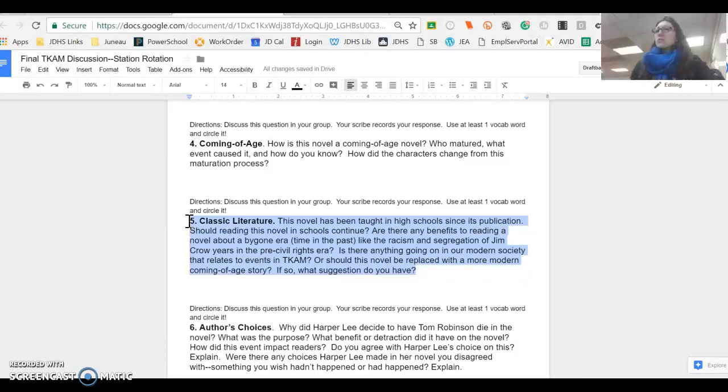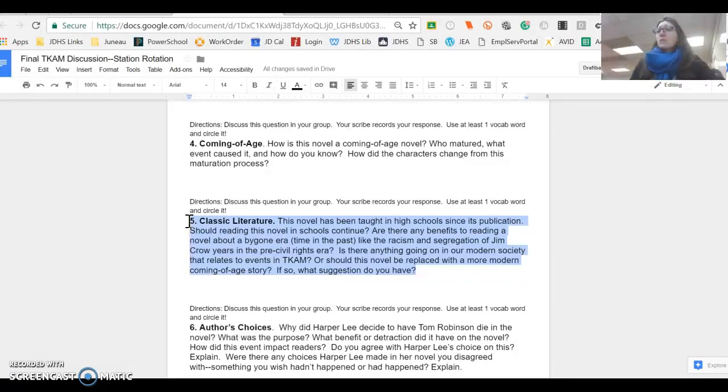Are there any benefits to reading a novel about a bygone era, a novel that takes place in the past, that focuses on the racism and segregation of Jim Crow laws in the pre-civil rights era? Is there anything going on right now in our modern society that relates to events in To Kill a Mockingbird? Can you find any way that, even though it's a past novel, it relates to modern times?